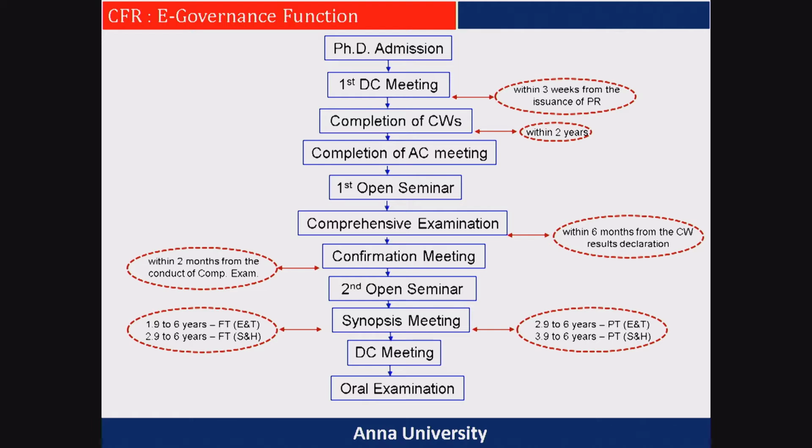After the confirmation meeting, you need to give one more presentation, the second open seminar. Like the first open seminar, this is also open to all. This meeting should be conducted prior to the submission of your synopsis. Once your guide gives the green signal, that you have done excellent work and have enough publications, and you are ready to submit your synopsis, then before the synopsis meeting you should give the second open seminar. The attendee information must be produced by your supervisor to the Center for Research. That is the evidence that your supervisor has conducted a seminar for his scholar.